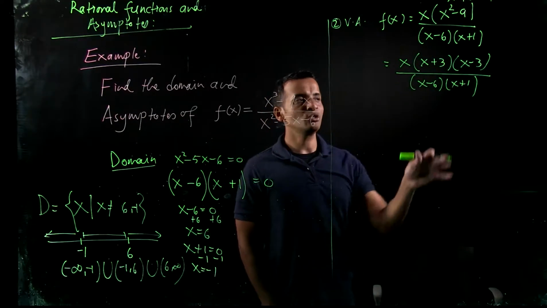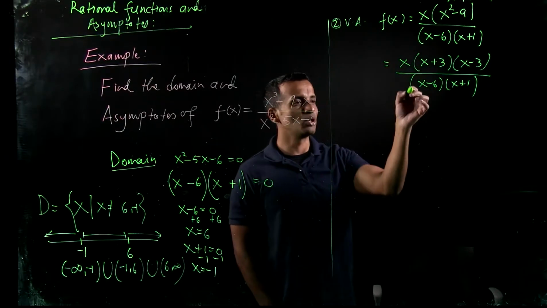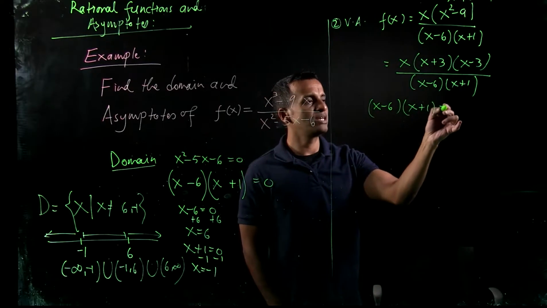So after you get the lowest term, you solve the denominator for x, and whatever you get is the vertical asymptote. So you do x minus 6 and then x plus 1 equals 0.